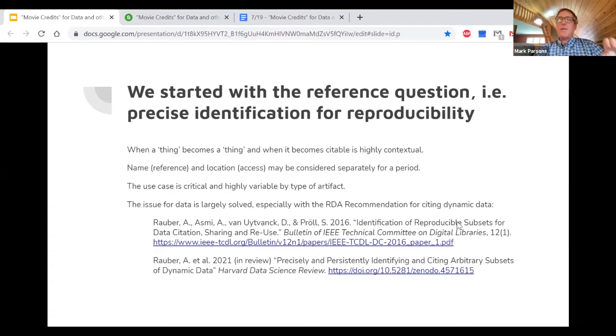And we argue that the precise identification of data is largely addressed by the Research Data Alliance recommendation for citing dynamic data. And if you're interested in that, there's a couple references there. And these slides are, of course, available online. The second one is a brand spanking new paper. It's in review right now. We just actually sent the revised version back. And it goes through a lot of case studies of how these are applied. So if you're interested in applying those recommendations, that's a really useful paper, I think. Next slide.